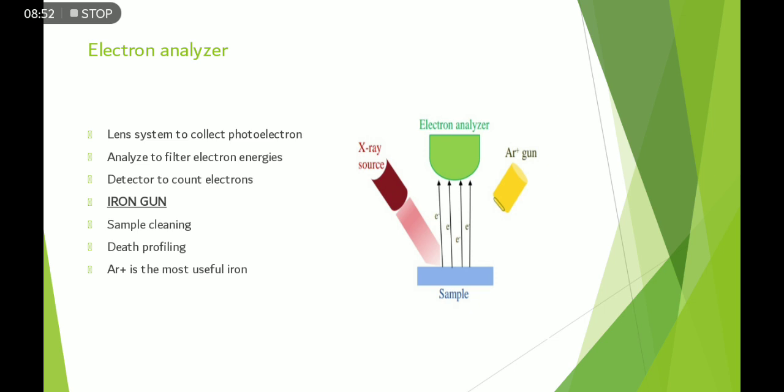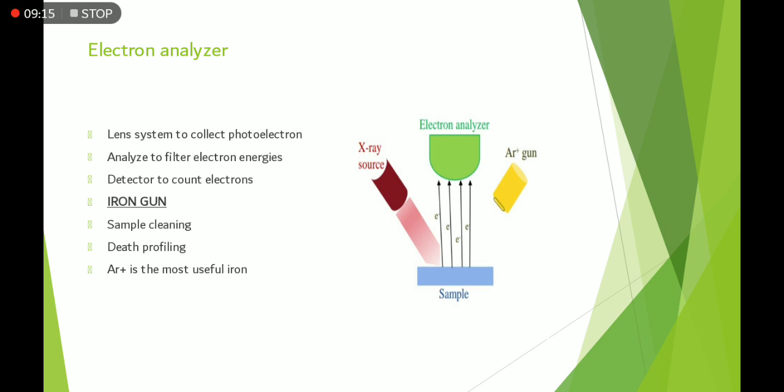What is an electron analyzer? It is a lens system to collect photoelectrons and analyze them to filter electron energies. There is a lens system which releases photoelectrons. Detectors are used to count these electrons and analyze their filtered energies.